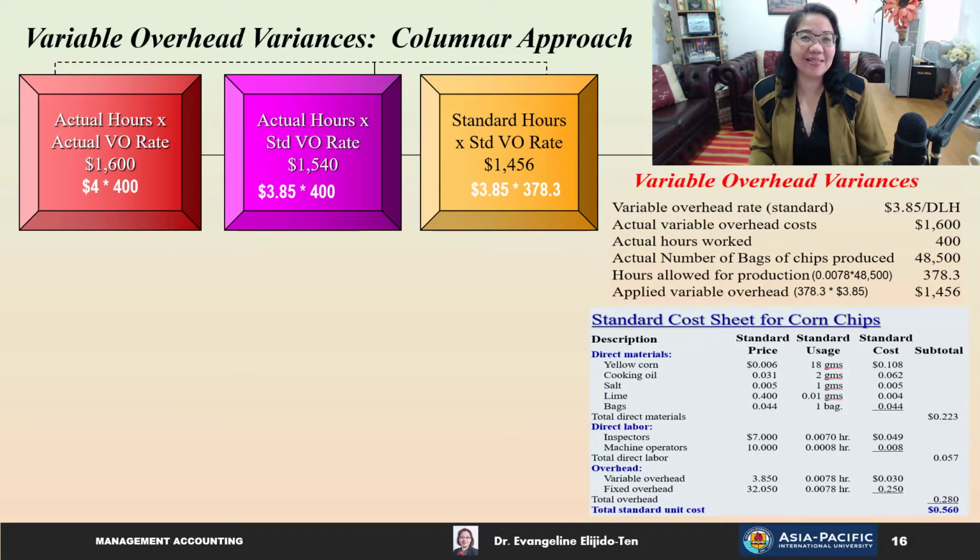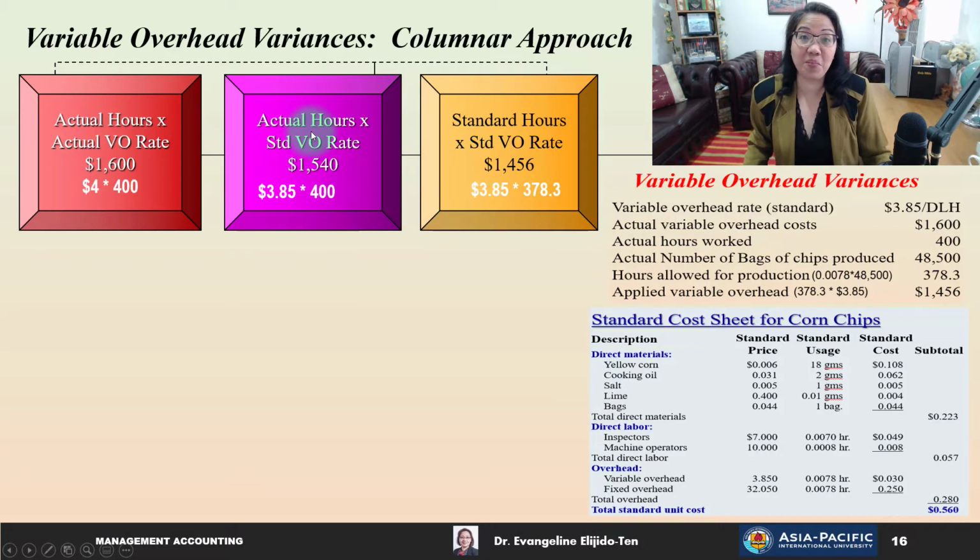And you will notice that this is very similar to your material as well as labor variances. So we will start with the actual hours at actual variable overhead rate. Now this is already given to us. It's that $1,600, and we have actually calculated that the actual variable overhead rate is simply 1,600 divided by 400, right? So that's $4 times 400 hours.